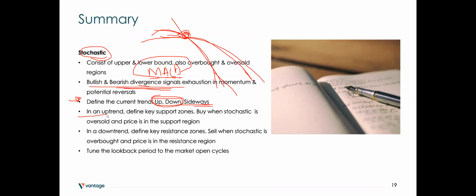Okay, in an uptrend, this is another method for us to get more accurate signals. Define key support zones. Buy when stochastics is oversold and in those regions, and vice versa. In a downtrend, define your resistance zone, and then sell when stochastics is overbought. And the key thing, very important: tune the lookback period to the market open cycles, so that you're not looking at outdated data. You're looking at the most recent data to identify certain key areas.